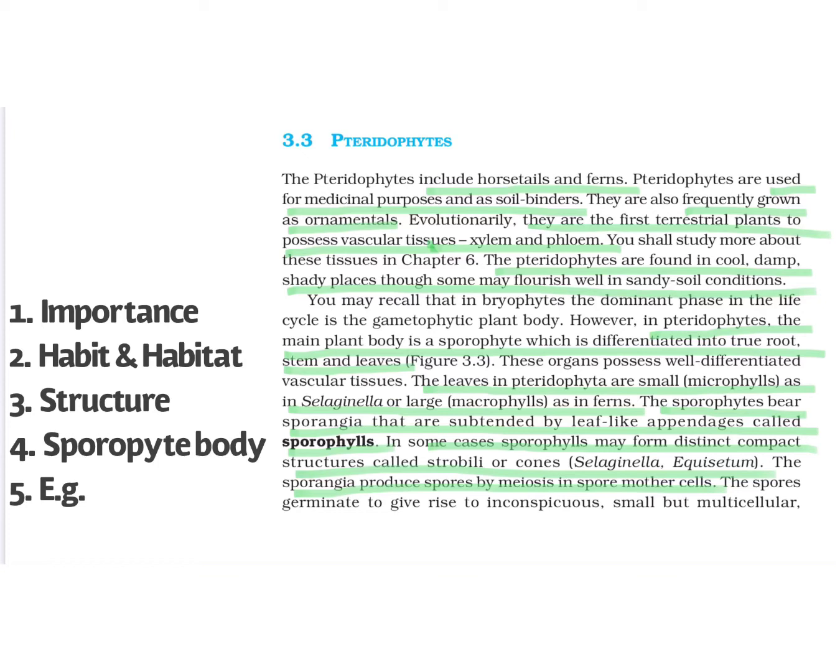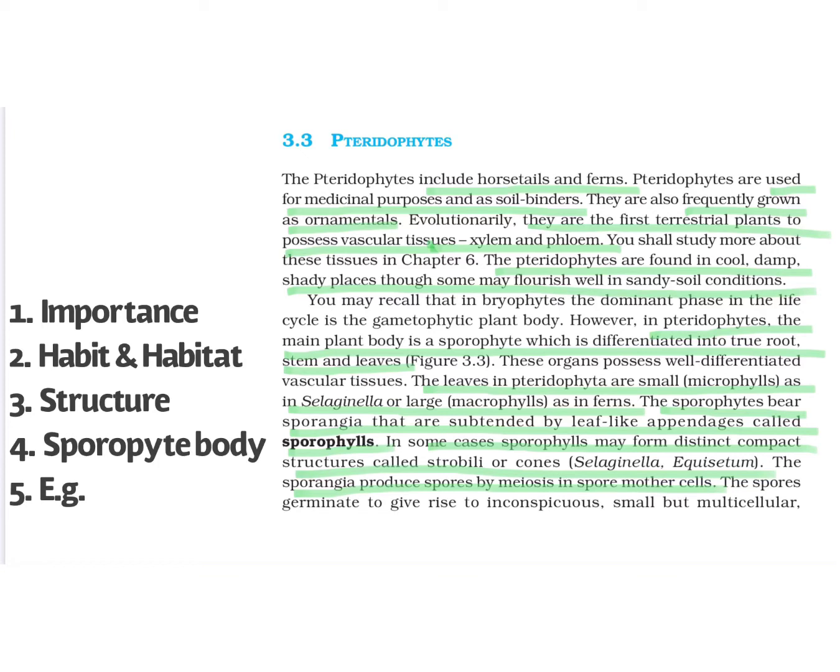And as I have said to you, they are frequently grown as ornamental plants. Ornamental plants are those plants which are developed for beauty, so they are known as ornamental plants. Now if we see the main feature of Pteridophytes, they are the first terrestrial plants to possess true vascular tissue. Now what are vascular tissue? The xylem and phloem are known as vascular tissue.